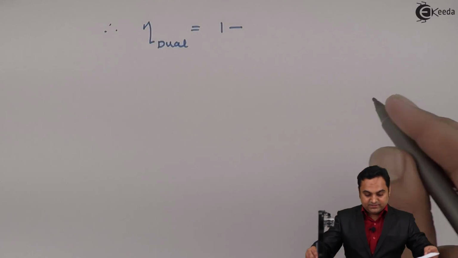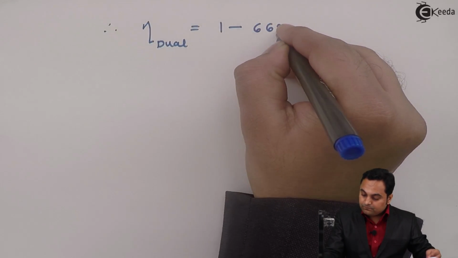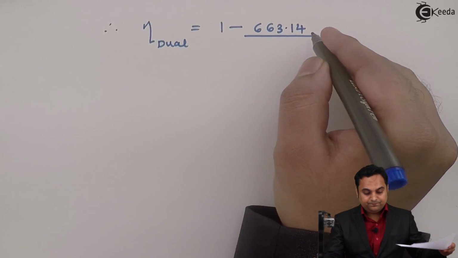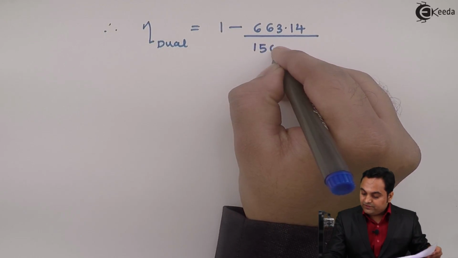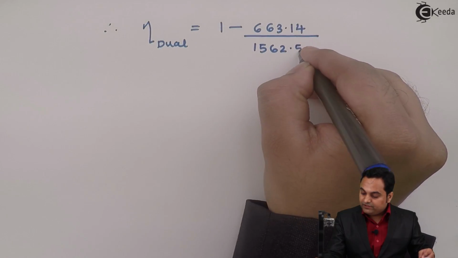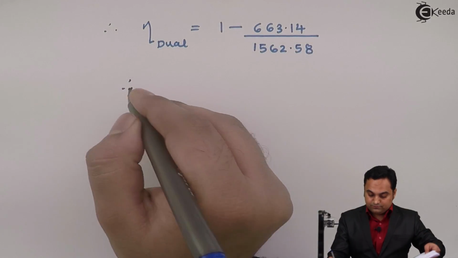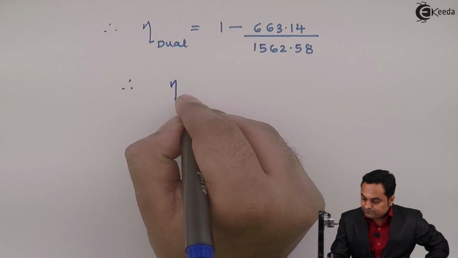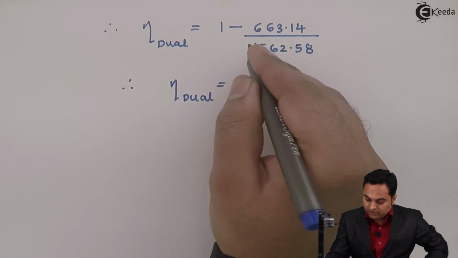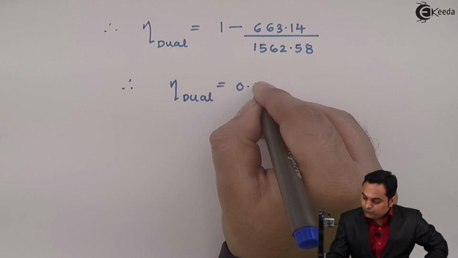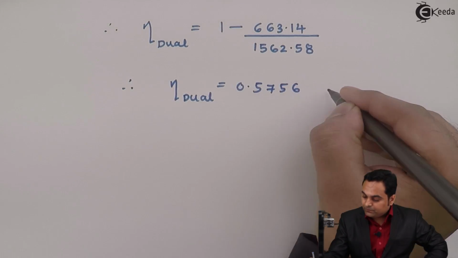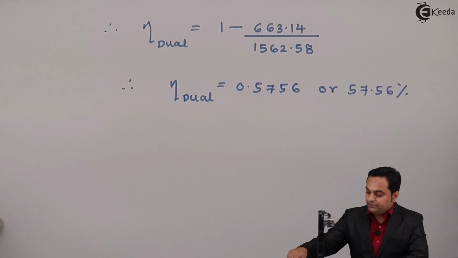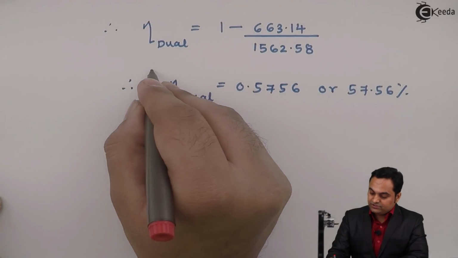So QR is 663.14 and QA is 1562.58. Therefore the efficiency of dual cycle will come out to be 0.5756, or 57.56%, and this is the first answer for us.